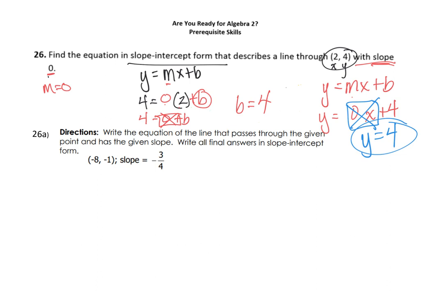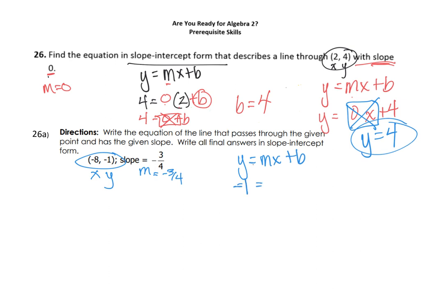I like this next example a little bit better, so I'll do this one as well. We want the equation of a line that passes through this given point, (-8, -1). Remember, a coordinate is an x value and a y value, and the given slope. So we're saying that m is equal to -3/4. So again, start by filling what you know into y equals mx plus b. y is -1, then the equal sign.